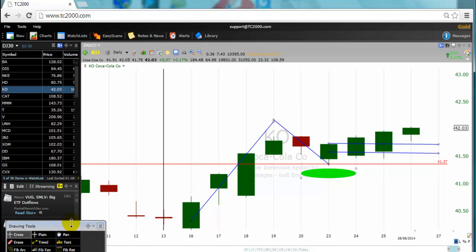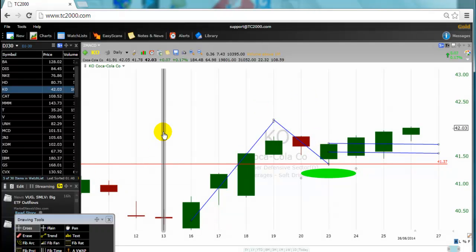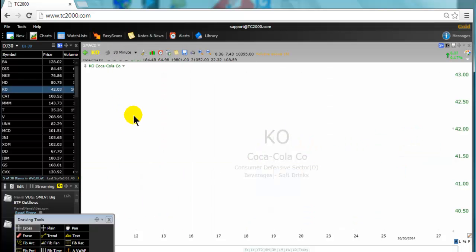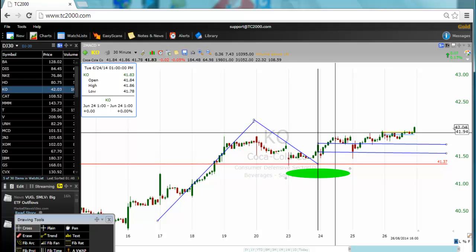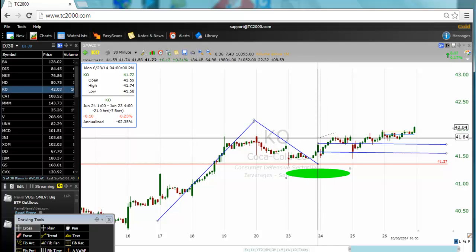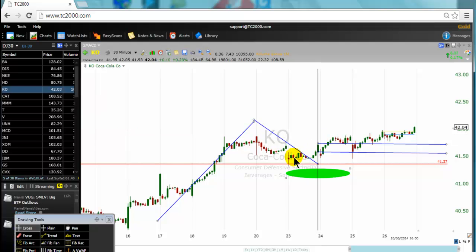All right, let's drop to the 30-minute chart and see what has happened around this level. I'm going to put my vertical line there, and go to the 30-minute chart, and we're going to zoom into what has happened. Remember, the spotlight here is a Monday. This is Monday, and this is Tuesday, and Monday is this session here. Tuesday the 24th, Wednesday the 25th, and Thursday the 26th.